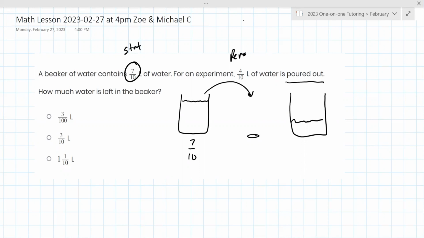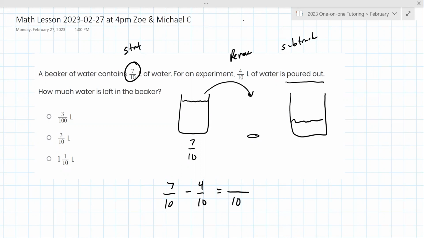Removing this amount. So removing is subtraction. Okay, so 7 out of 10, take away 4 out of 10. When the bottoms are the same, do you remember what to do to be able to subtract these? We leave the bottom.